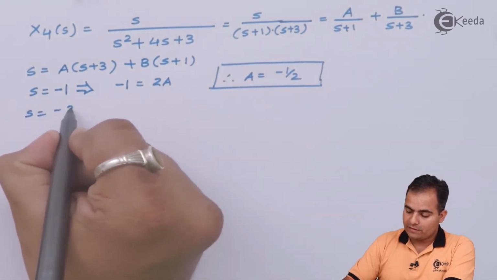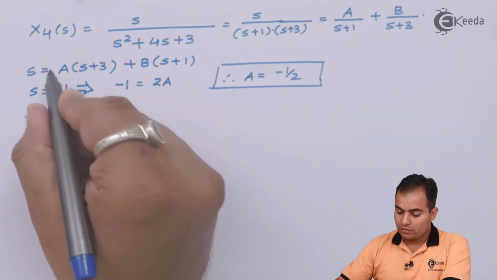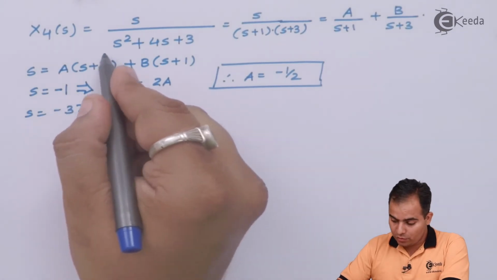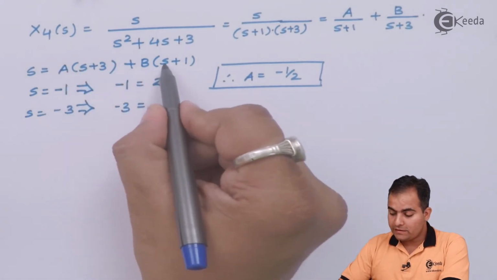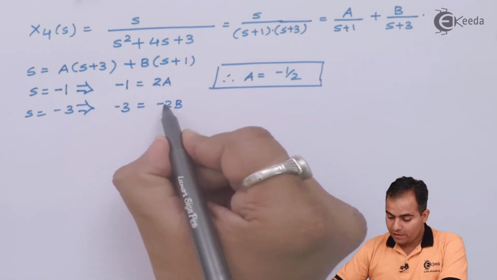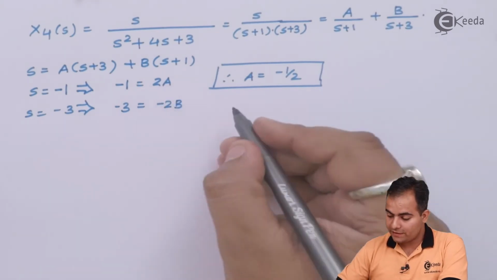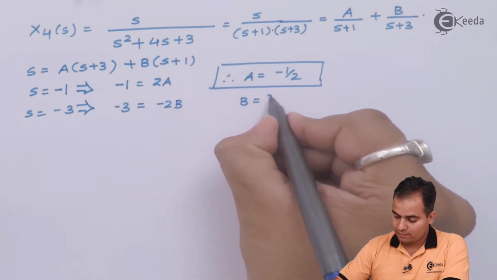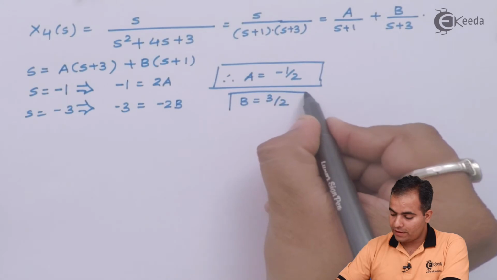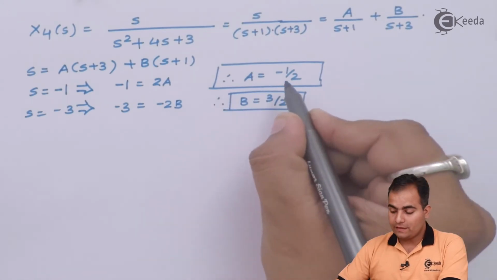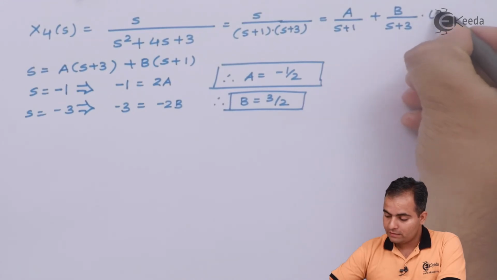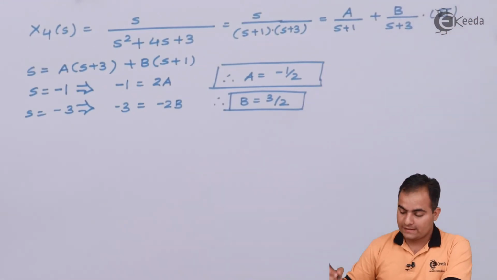Similarly, we'll substitute -3. So on the left hand side we will have -3, but -3 plus 3 becomes 0, so the whole a term is replaced by 0. But -3 plus 1 is -2, so we'll write -2b. But if I shift this -2 to the left hand side, what will we get? The minus signs will cancel, so we have my 3 by 2 only. And now I'll substitute both these values in my equation number, let's say 6.